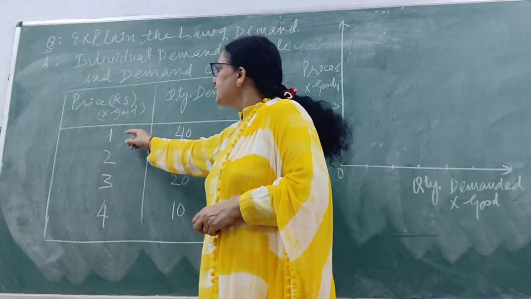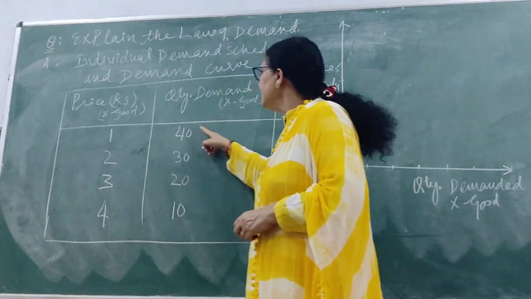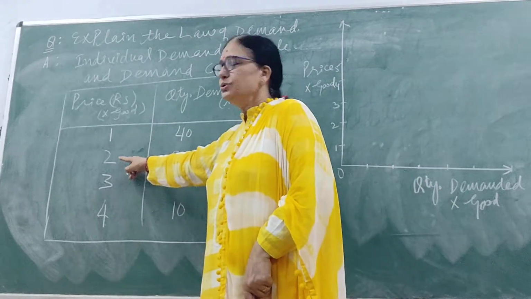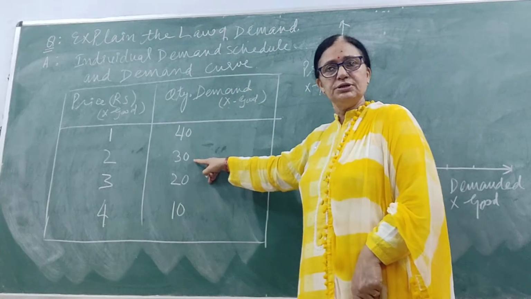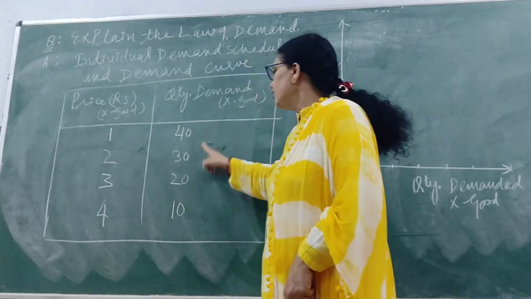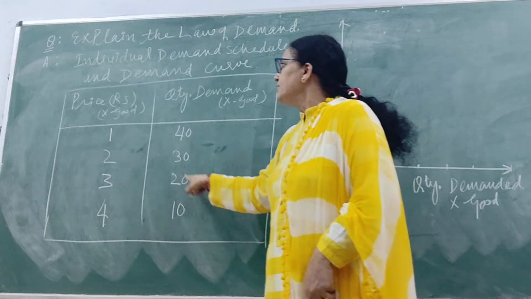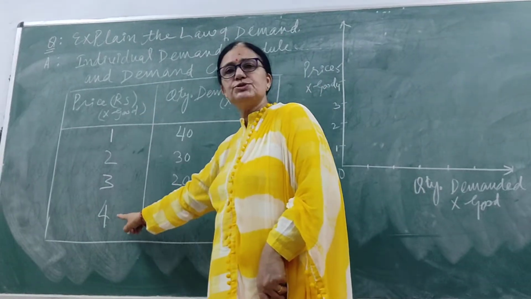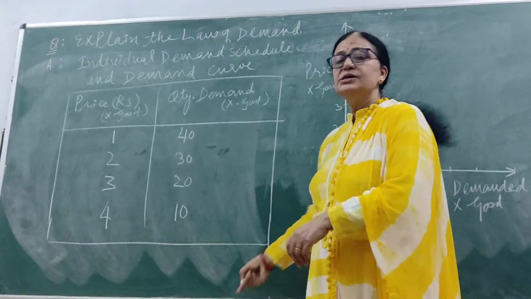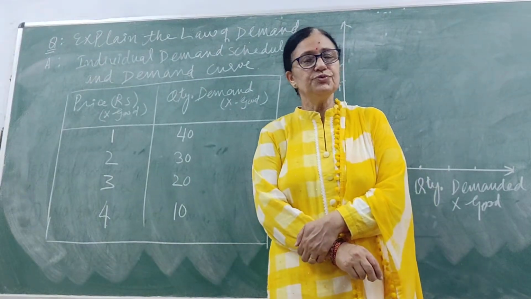Like when the price is ₹1, the demand is 40 units. When the price rises to 2, the demand falls to 30 units. When the price further rises to 3, the demand falls to 20 units. When the price further rises to 4, the demand further falls. So this is the demand schedule of an individual.